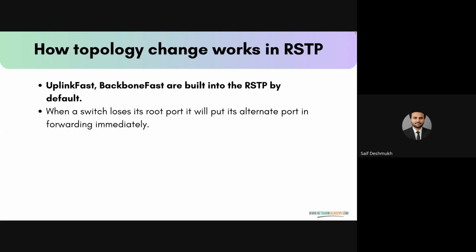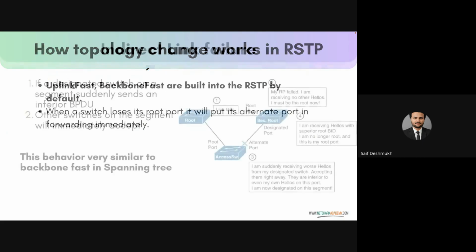So how does topology change work in RSTP? The cool thing is UplinkFast and BackboneFast are already built into RSTP. So if it's a direct link failure, immediately the interface will come up. If it's an indirect link failure, somebody is claiming to become the root bridge. Look at this.